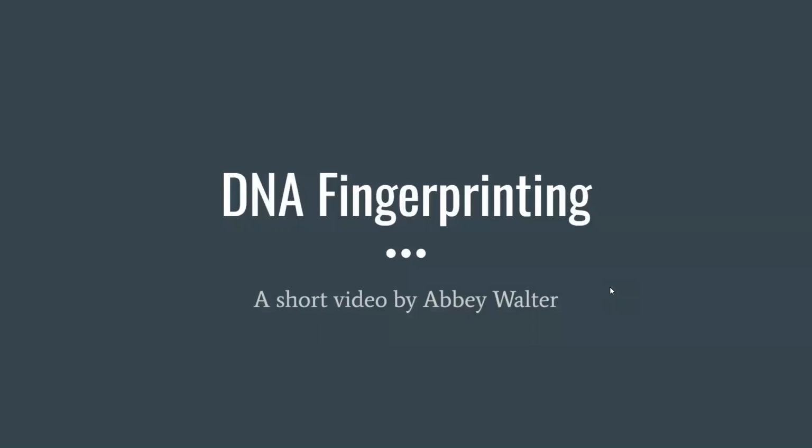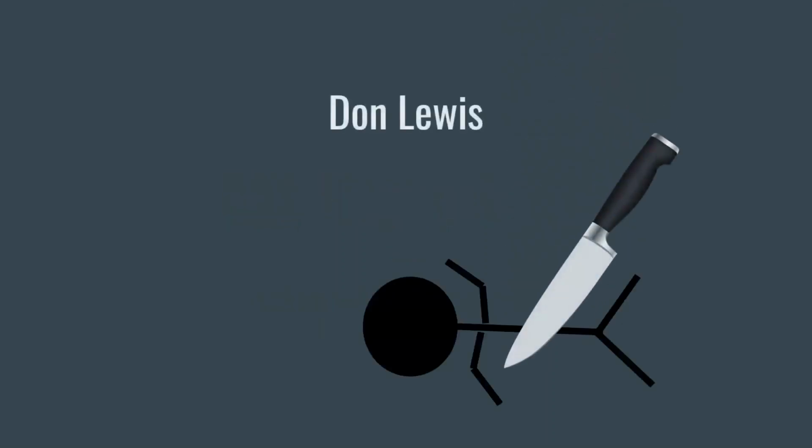Hi, my name is Abby, and in today's video, we will look into the genetics behind DNA fingerprinting. We will begin at the scene of a murder. The victim is a man named Don Lewis. The responding officers at the scene found hair samples that could be from our murderer. To try to determine the hair's origin, forensic scientists will run a DNA fingerprint test.